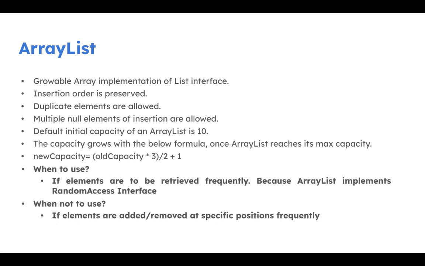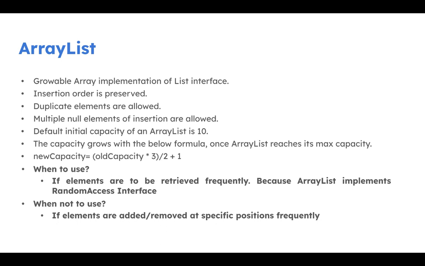ArrayList is one of the implementations of the list interface, as we have seen in the diagram that depicts the hierarchy of it. It's a concrete class which is an implementation of a list interface. In this, insertion order is preserved. That means all the insertions are done at the end, and we are allowed to have duplicate elements.